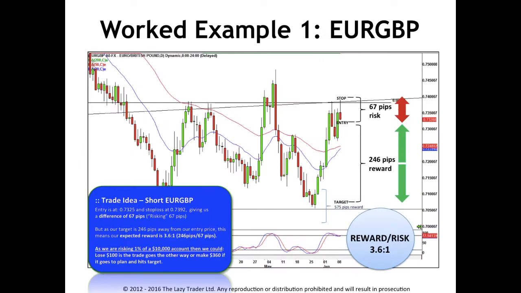Let's take a look here. Say for example, this is EURGBP. This is a trade we took. We see this bearish pin bar reversal here, with our entry just below the low and our stop loss above the high. We've got a 67 pip difference here. But if we're targeting all the way down to the bottom of this well-established range, we have potentially 246 pips reward. So what we do is we divide 246 by 67. That gives us a 3.6 to 1 reward to risk profile or return.